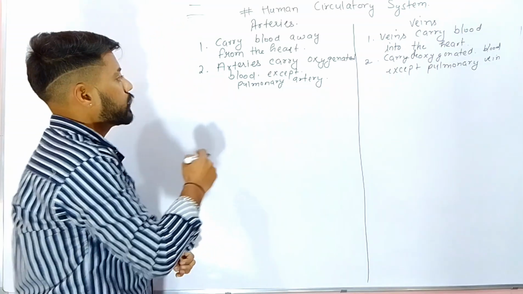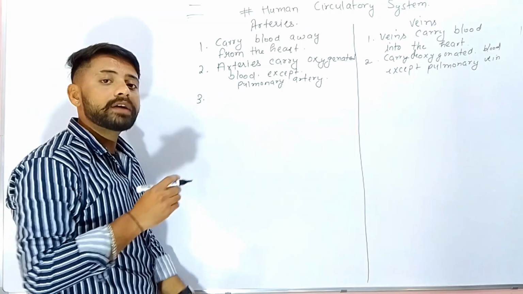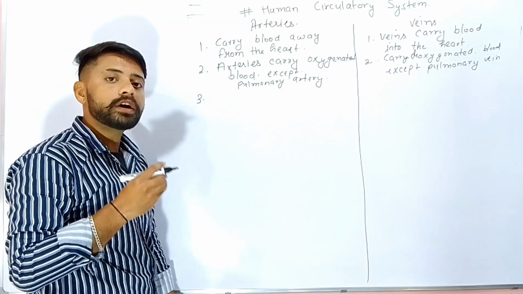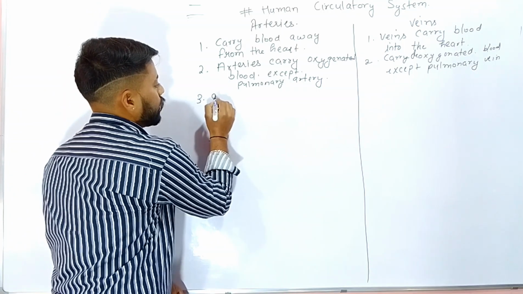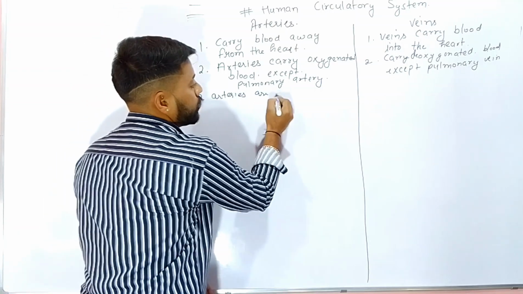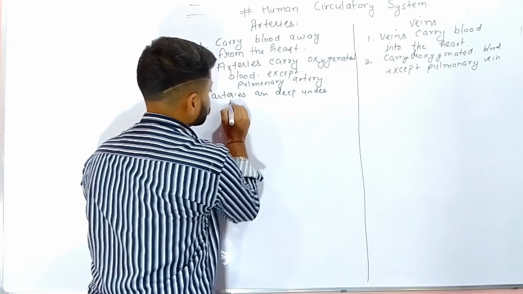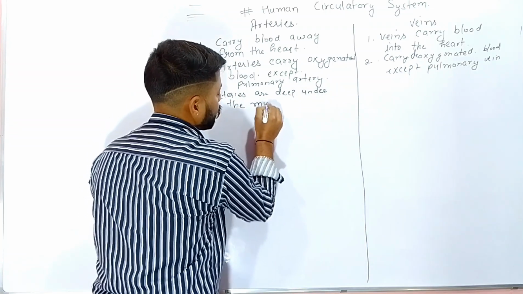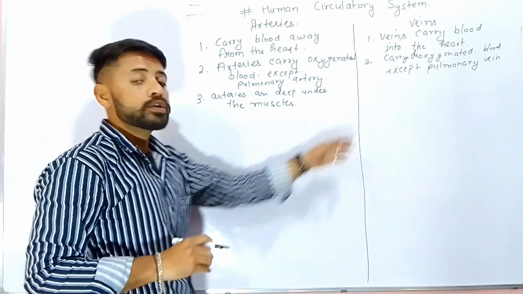And the next comparison is on the basis of location. The arteries are deep seated under the muscles, whereas the veins are superficial.